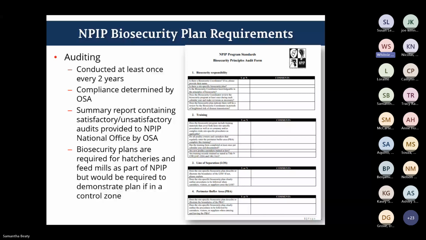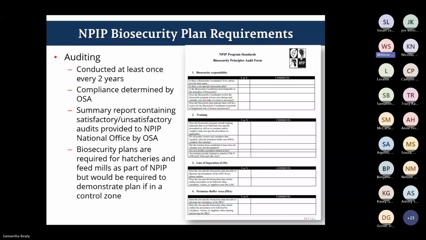And so if you're a part of NPIP, you do get audited at least once every 2 years. That's overseen by the OSA, and usually someone from TDA or potentially someone from USDA are doing these audits. And it's mostly just a summary report saying if things are satisfactory or unsatisfactory. And on the right, you can see an example of that template. And so the NPIP program audit is more or less a checklist of making sure that all of these 14 points are being followed, but it's not a detailed plan.